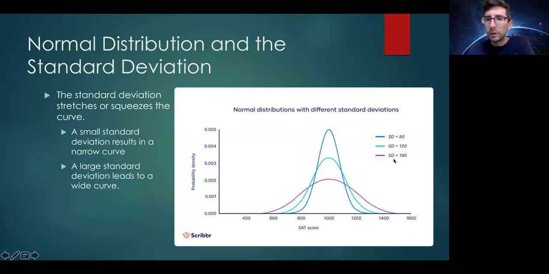And then lastly, if we increase it even further to 190, you can see that peak gets much smaller. Our data is much more spread out because our standard deviation has increased. Our variance has increased, so the variability of our data is increasing, which makes it more spread out. And again, these are all still considered normal distributions, but they look very different with their different standard deviations.